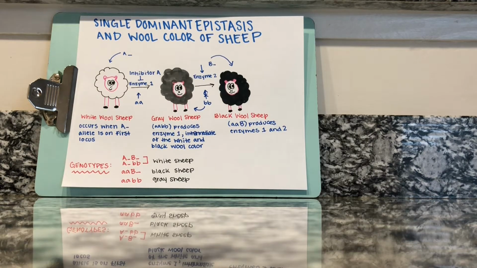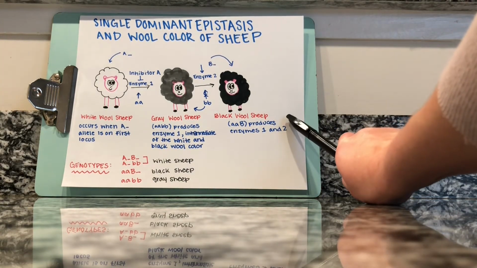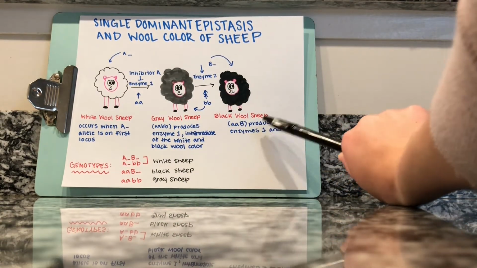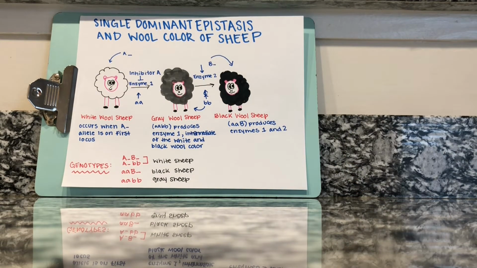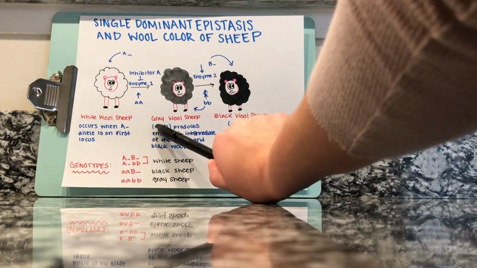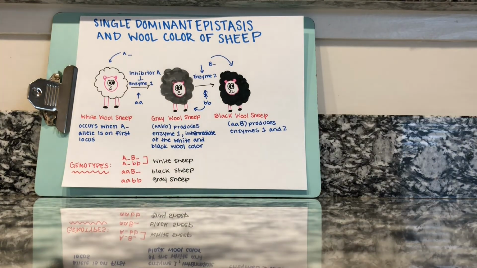Let's consider a certain breed of sheep for the single dominant epistasis example. In this breed, the white wool sheep is considered the normal offspring, or dominant as we refer to it in genetics. If the big A is not present at the first locus, it will result in the black wool sheep color, because black wool is recessive to white and it produces enzymes at locus 1 and 2. However, there's a third offspring probability, which would be the gray wool sheep. This is when both A and B are recessive. It produces that enzyme 1 and it would result in the gray sheep color.